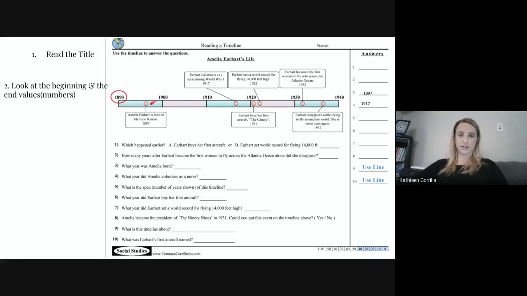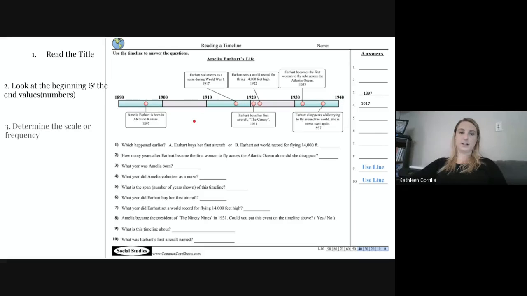Just like that, we look at the beginning, we look at the end. We want to understand about how long a time frame we're looking at. If you want to do the math of 1940 minus 1890, that's going to tell you how many years this timeline covers. I know if I add 10 to 1890, that gets me to 1900. And then 1900 to 1940 is just 40 more. Or these are just blocks of 10: 10, 20, 30, 40, 50. So it's a 50-year timeline.